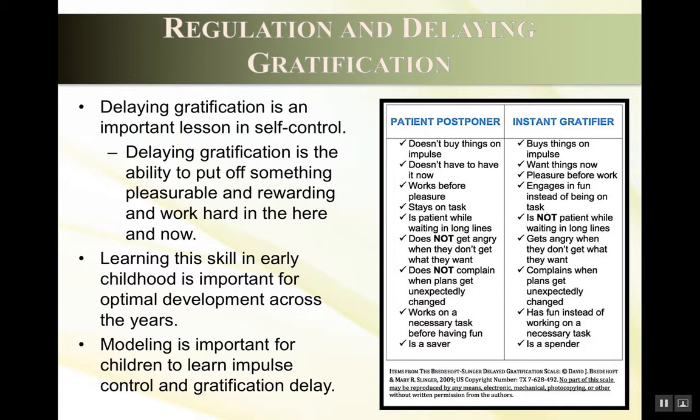Now, someone who does not delay gratification would be an instant gratifier. So they buy things on impulse. They want it now. They want to have fun before they get their work done. They may procrastinate. They engage in fun instead of being on task. They're not patient. They get angry. They complain. And they have fun instead of working on the task. And they spend a lot.